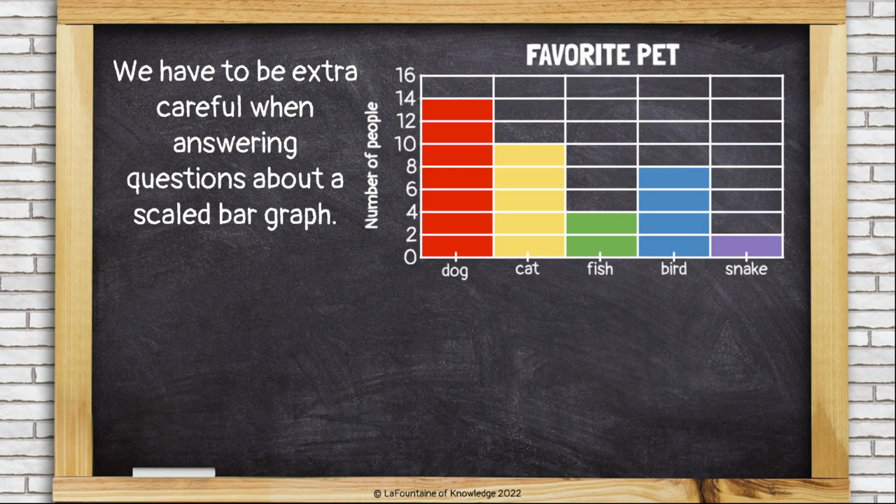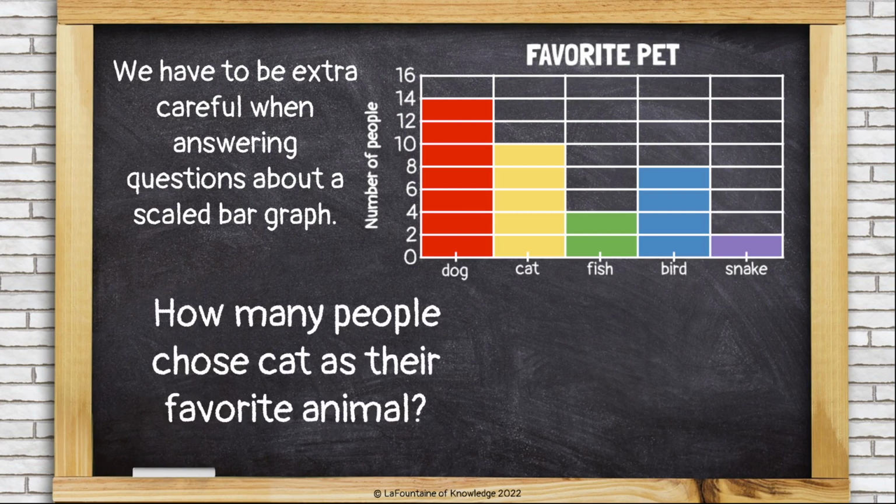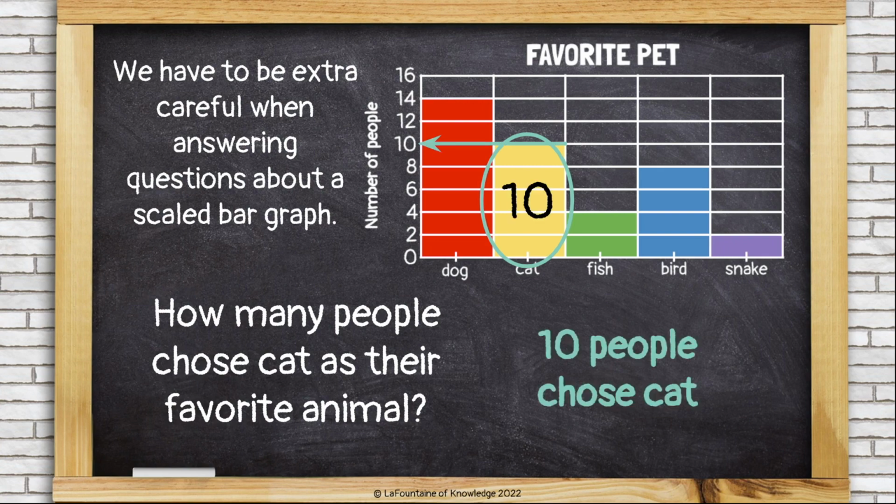We have to be extra careful when answering questions about a scaled bar graph. Take a look at this one. How many people chose cat as their favorite animal? Well, you might be tempted to say, looking at this bar, 5, because 5 sections are filled in, but that's not correct. Take a look over at the numbers on the side, the number of people. This bar actually reaches up to 10. 10 people chose cat, and that's because each of the sections are actually worth 2.